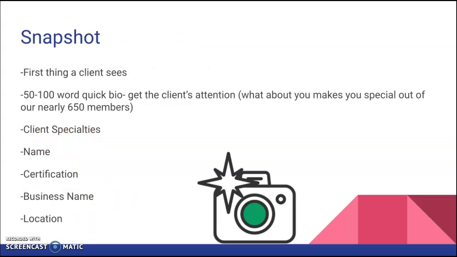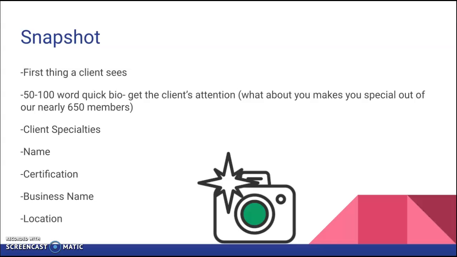Here's what you need to know about the snapshot view. It's the first thing a client sees. It's going to be a 50 to 100 word quick bio. Get the client's attention. What makes you special out of the nearly 650 members? You're going to list your client's specialties. For example, you may specialize in the entertainment business or with student loan debt. You, of course, give your name, your certifications, your business name, and also your location.